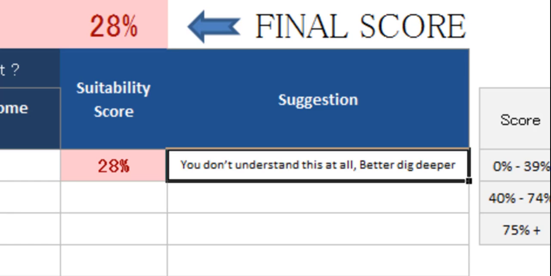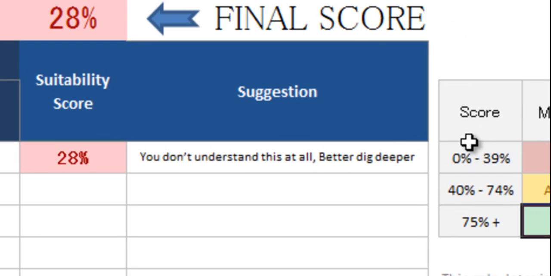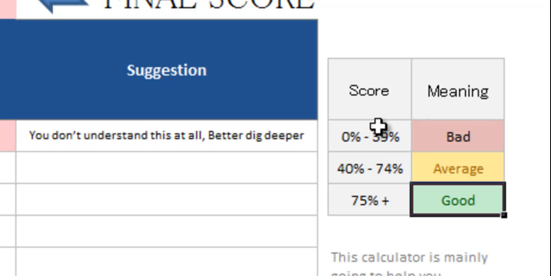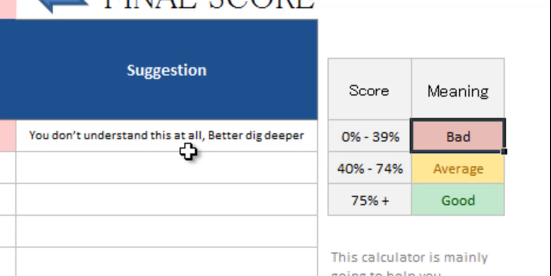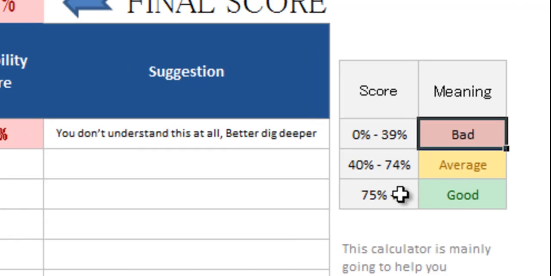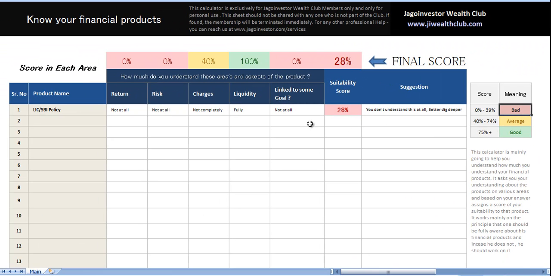And this is how you can also see what its score means. If you get anywhere from 0 to 40%, it's a bad thing. You should understand this product in a deeper way. If you get a score between 40 and 74%, it's average, and only above 75% is good. So your aim is that you should have a score of 75% in all the financial products.